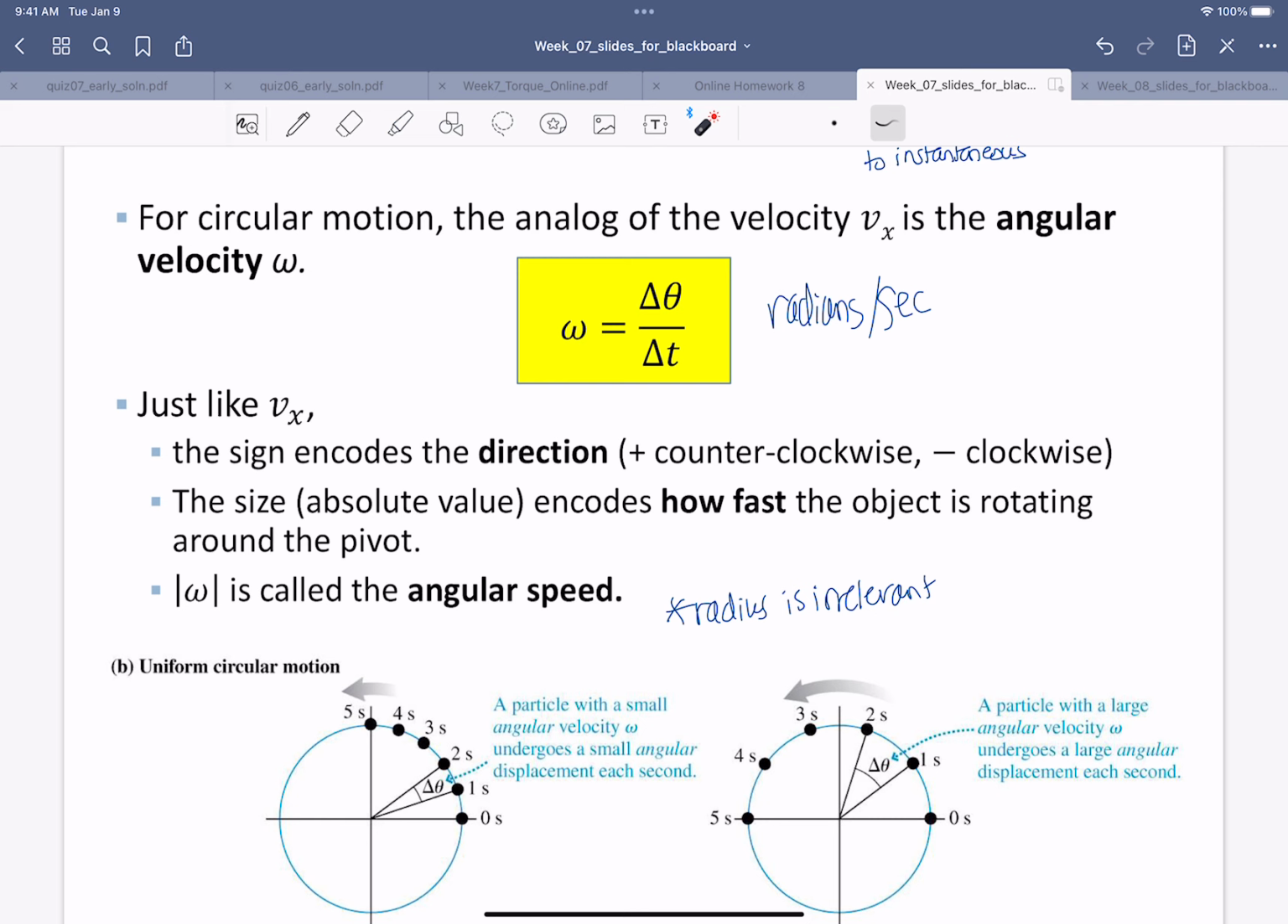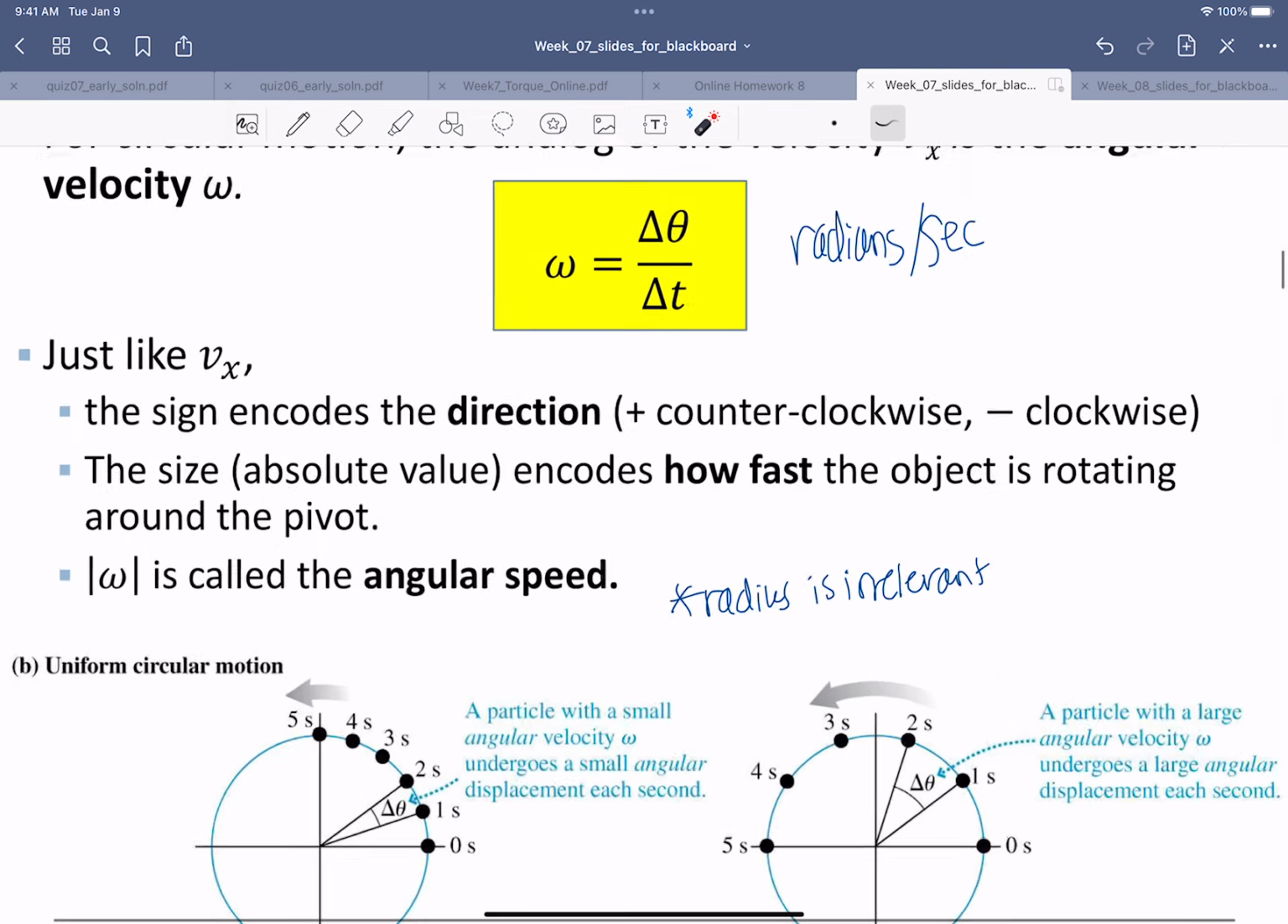And the value alone for angular velocity just indicates how fast the object is rotating about the pivot, in the sense of how much of an angle am I covering per second. That's how to think about angular velocity. What proportion of the circle am I covering per second? As opposed to regular velocity, your translational velocity, which is just the distance that you cover per second.